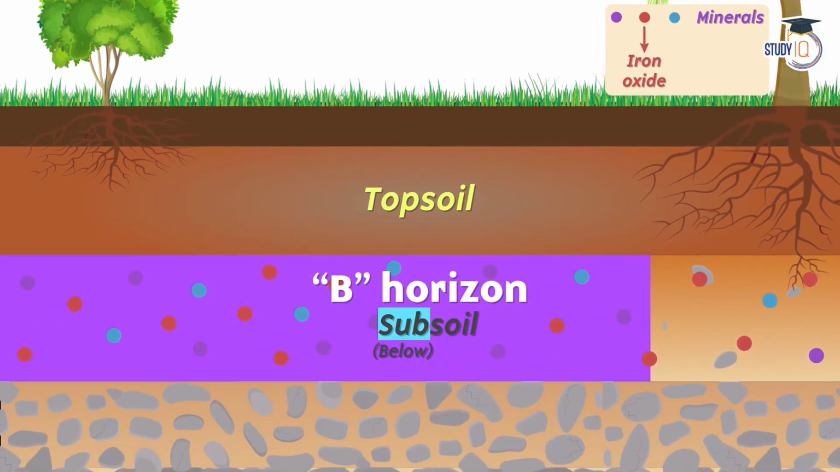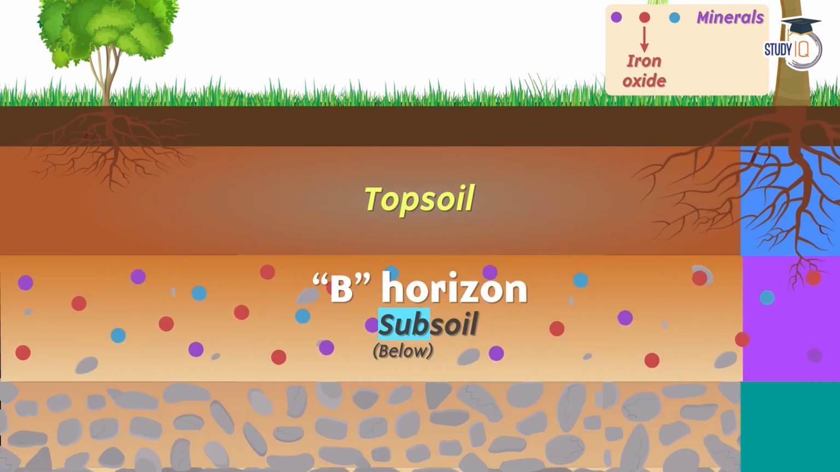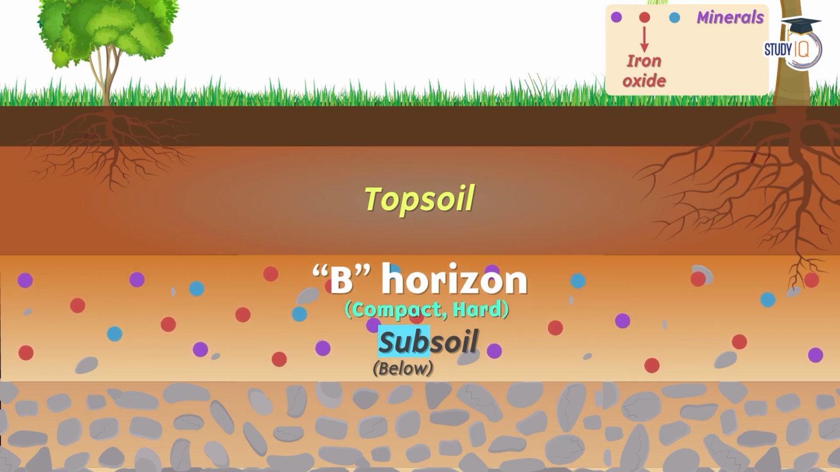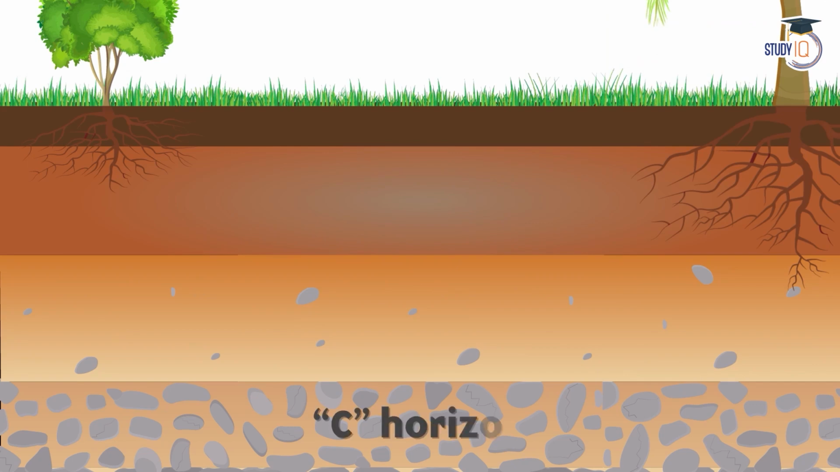However, this region is very much different from the layers above and below it. In spite of the presence of minerals and clay in this layer, the layer is very compact and hard. Only a few large trees have their roots growing in this region. What comes after the B region? Yes, it's the C horizon.